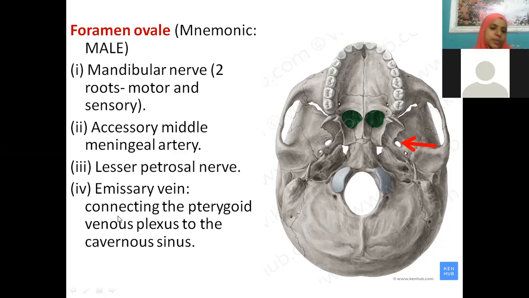This is a 3 marks question, which you should remember. Foramen ovale, what are the structures? You have to remember. We have the mandibular nerve, then the accessory meningeal artery, the lesser petrosal nerve, and the emissary vein. So these are the four structures. Important 3 marks question: what are the structures passing through the foramen ovale?